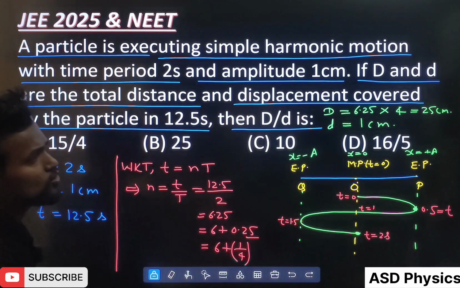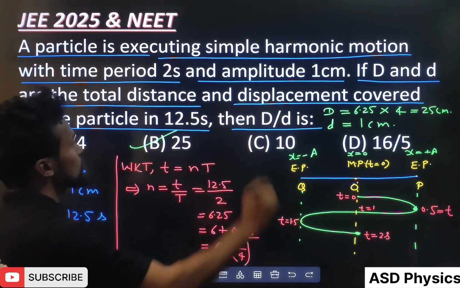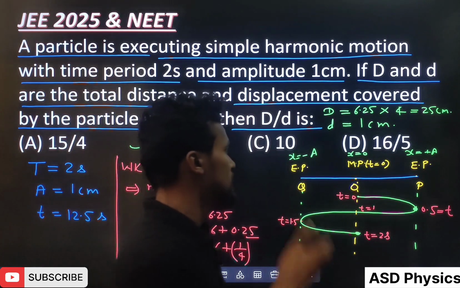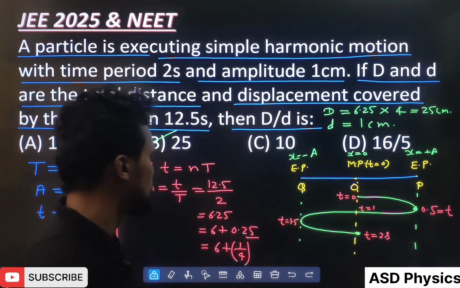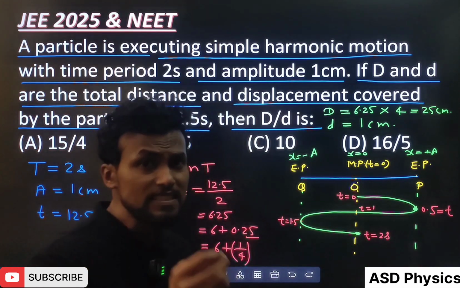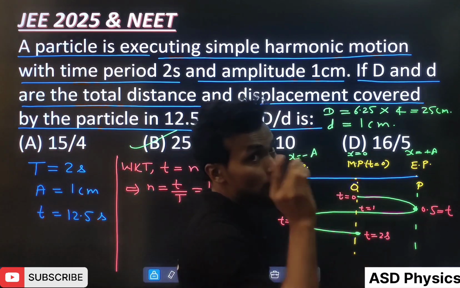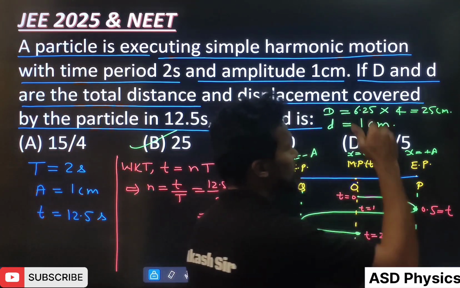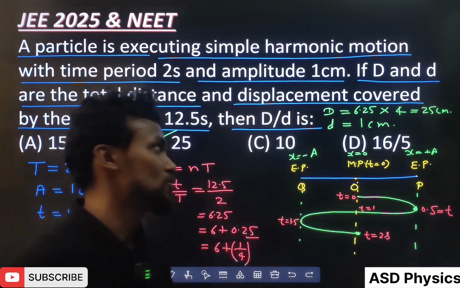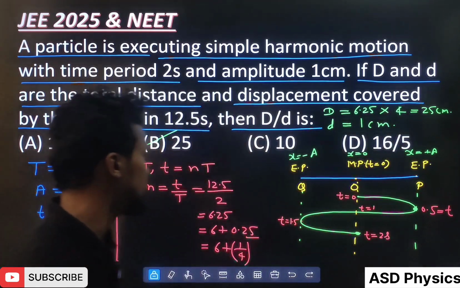So students, if you take the ratio 25 centimeter by 1 centimeter, the option is going to be option B. You can see here very well. Again I am telling you, in 12.5 seconds the particle is completing 6 and 1 by 4 oscillations. So 6 means complete, and one more 1 by 4. After completing 6 oscillations, it will again reach here, and to complete 1 by 4 oscillation, it will go from O to P. In this situation, displacement means the shortest distance between initial and final position. So this displacement is 1 centimeter. Then we just divided and got the answer 25.